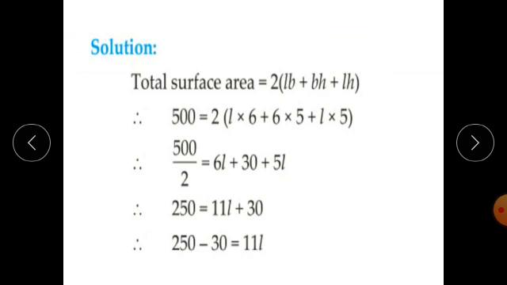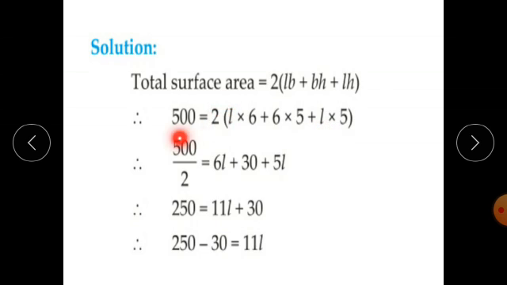Again figure is cuboid. So total surface area of a cuboid or box equal to 2 times of length into breadth plus breadth into height plus length into height. Here total surface area of a cuboid is given and it is 500. So substitute here 500 equal to 2 times, length is not given, you have to find out length, into breadth is 6, plus breadth into height means 6 into 5, plus length into height, length into height is 5, so L into 5.